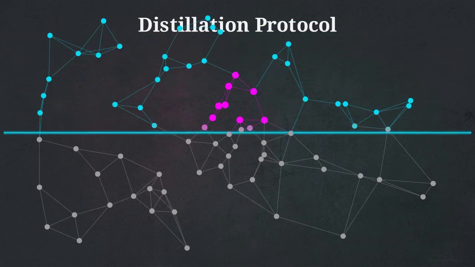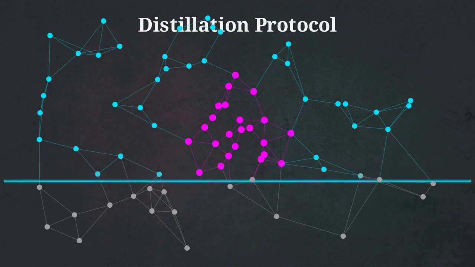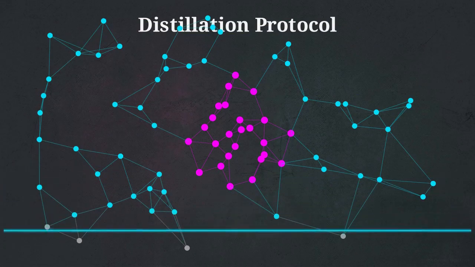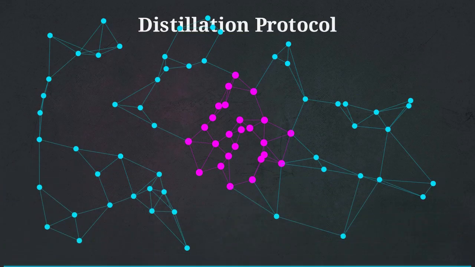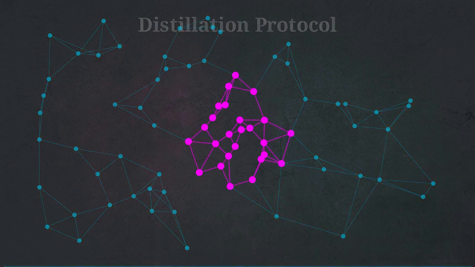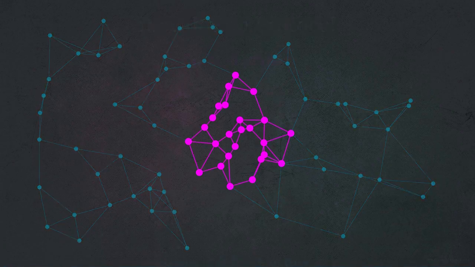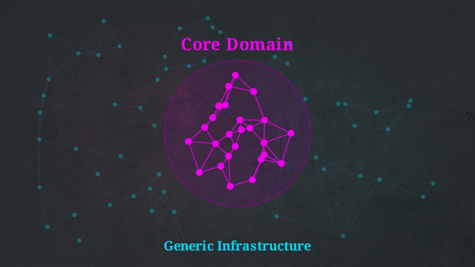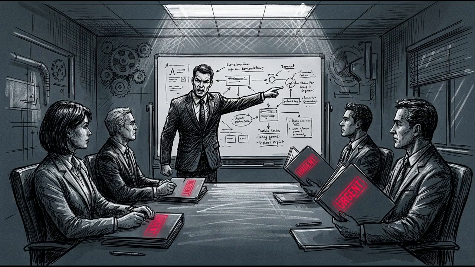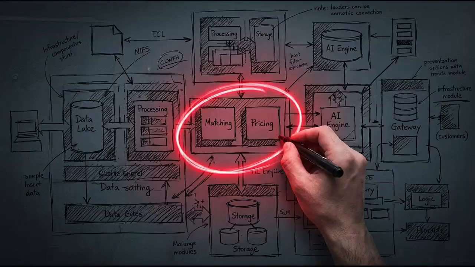The goal of this scan is separating generic infrastructure from unique business logic. We are filtering out everything that is standard, expected, or purely operational. What remains in the center is the core domain. This is the highly concentrated area of the domain model that directly creates a competitive advantage. During planning meetings, every stakeholder will argue that their specific feature is mission-critical. Distillation is the logical mechanism to cut through that noise and isolate the exact components that differentiate your business.